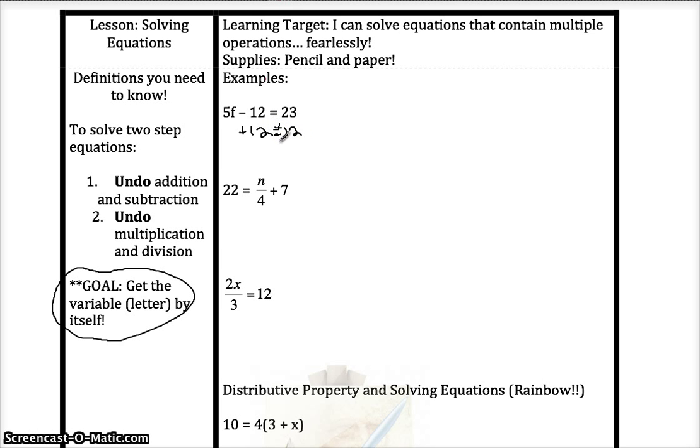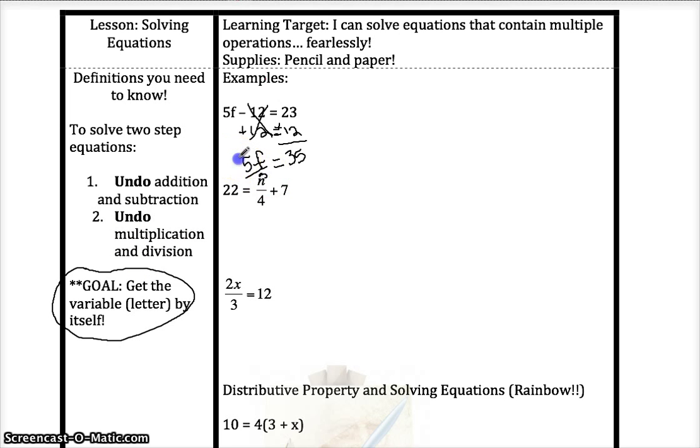And then 23 plus 12 gives you 35. Keep your equal sign, bring it down. And now negative 12 plus positive 12 is 0. So we can just cross those out. And 5f equals 35. Well, 5 is being multiplied to f, 5 times f. Do you agree? So our next step is to divide, because the opposite of multiplying is dividing, and we have to undo multiplication and division.